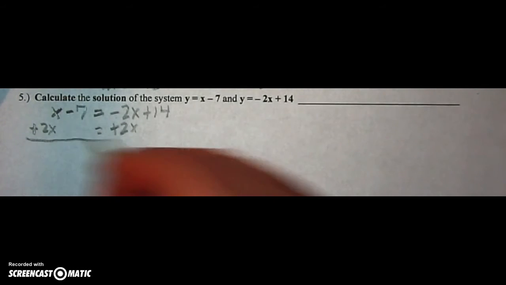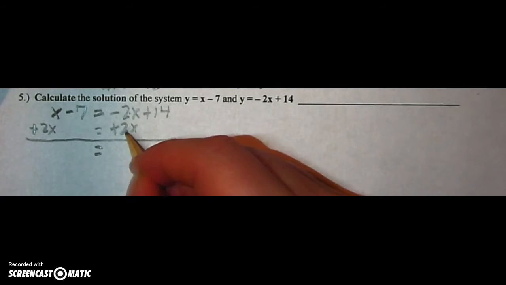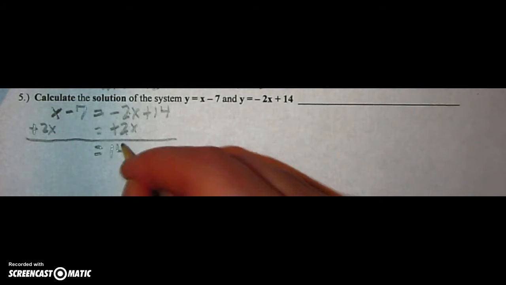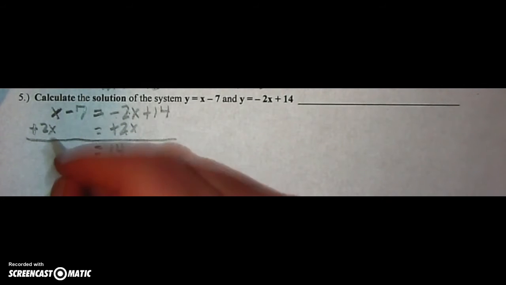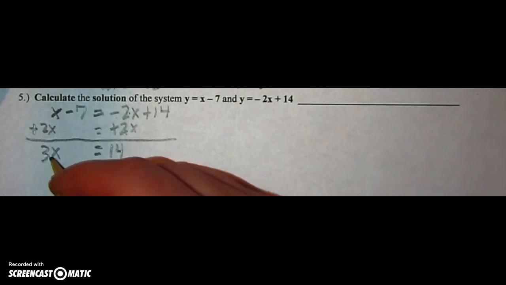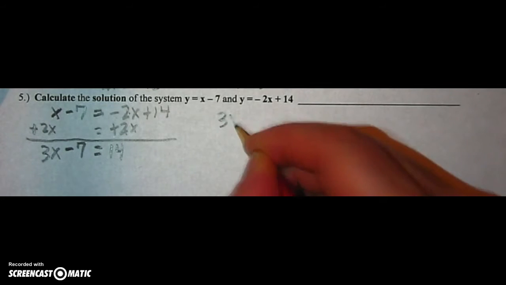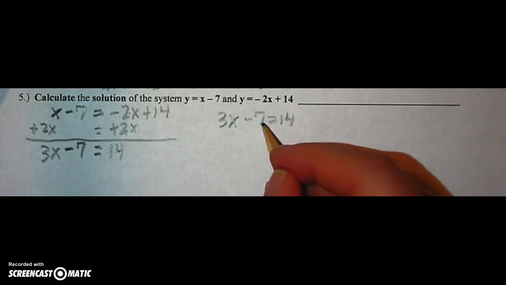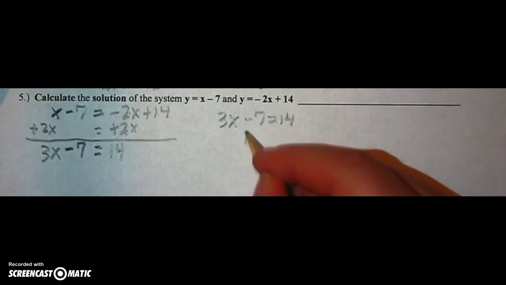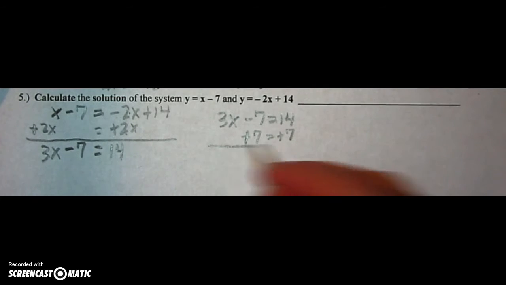The reason I do that is this way. Let's look at the right side first. Negative 2x plus positive 2x gives me 0, so I'm left with 14 on this side. And my x's are together on the left-hand side. X plus 2 more x's gives me 3x minus 7. All right. So now, I've got to get the constants together as well. Since I'm subtracting 7, if I want to get it to the other side, I have to do the opposite, which is adding 7. So I'm going to add 7 to both sides.